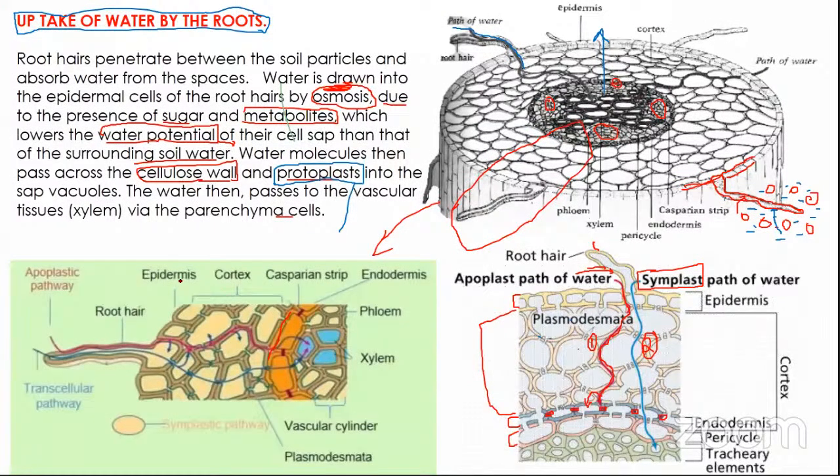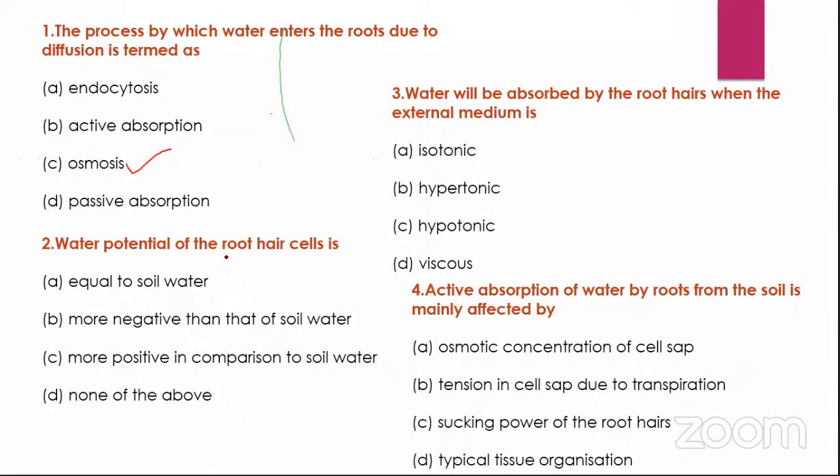Then question 2 says the water potential of the root hair cells is: A, equal to soil water; B, more negative than that of soil water; C, more positive in comparison to soil water; and D, none of the above.